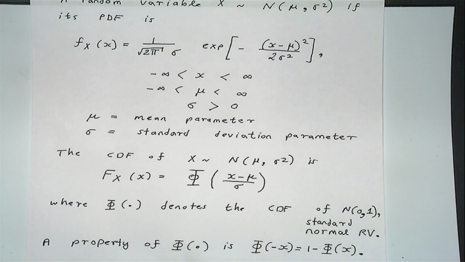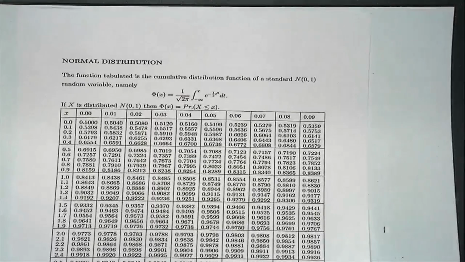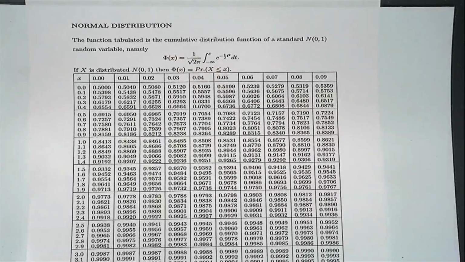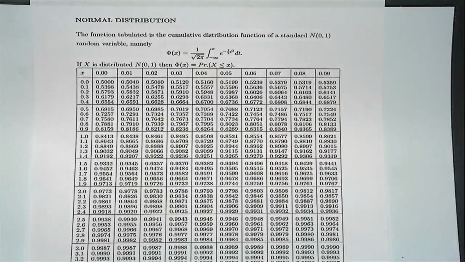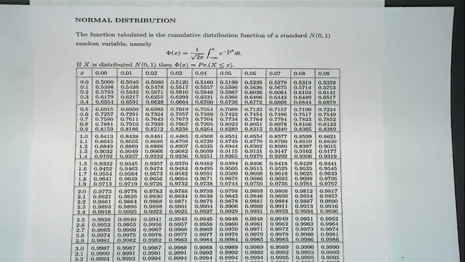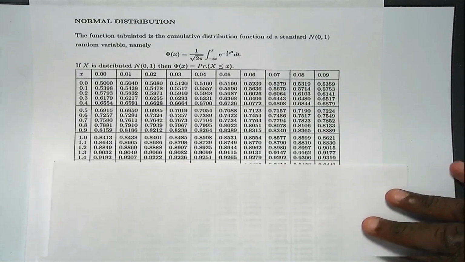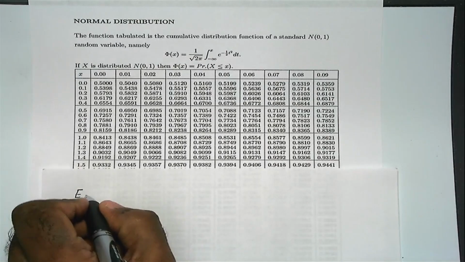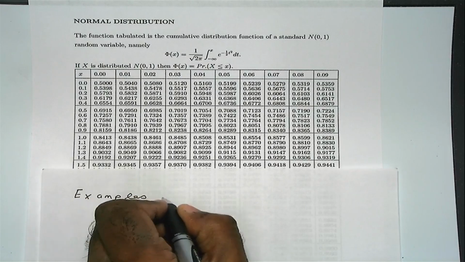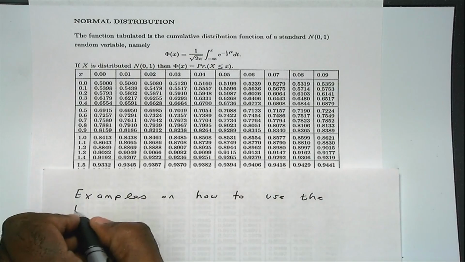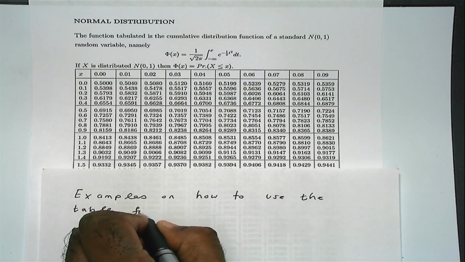Okay, this is the table I was referring to. This is the table that gives you values of the function capital phi, which is the CDF of a standard normal random variable. Now, I'm going to give you a few examples on how to use this table, because you will need to use this table in your exam, right? So let me give you a couple of examples, maybe two or three. So suppose these are examples on how to use the table for reading the value of phi.